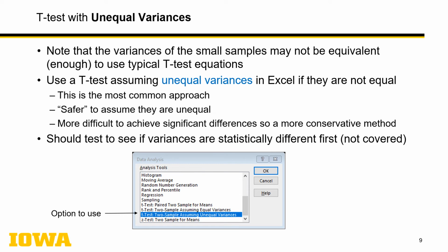Okay, so here's the option to use, t-test assuming unequal variances. I just went through an example using the other one with equal variances, but now I'm telling you it's best to use the one with unequal variances. Same results, same way of going about it though.